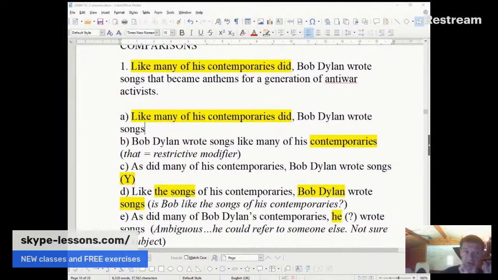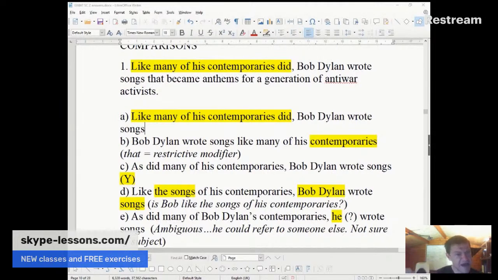We need to use "like" with a noun phrase and not a clause. So "the songs of his contemporaries" is a noun phrase, so that looks good. "Like the songs of his contemporaries, Bob Dylan wrote songs." Remember, what we've got here is "like X, Y." It's very important to break things down to simplify sentences in this way. We're comparing X and Y. So what are we comparing? "Like the songs of his contemporaries." So we're comparing songs with Bob Dylan.